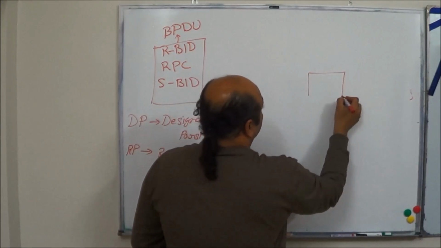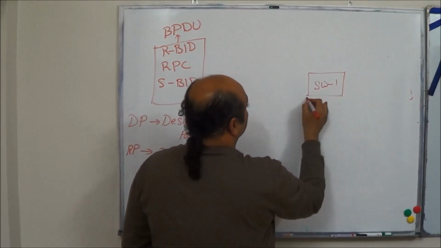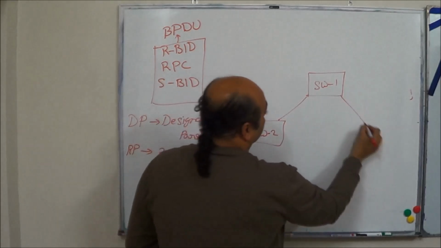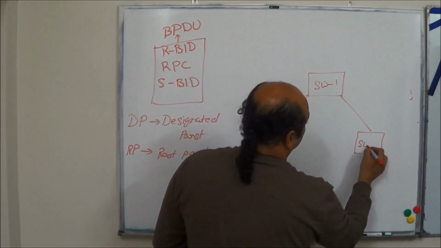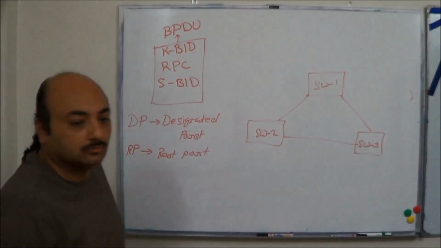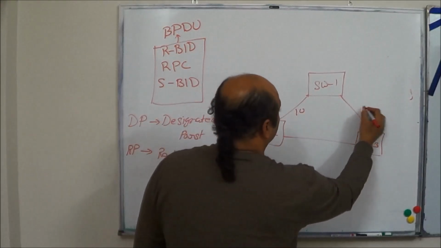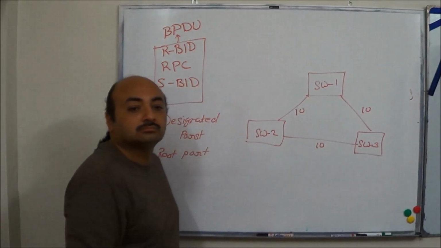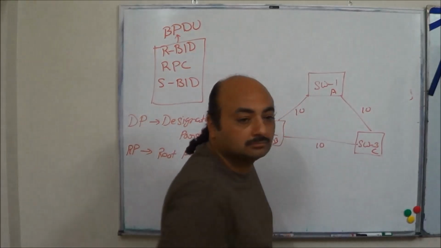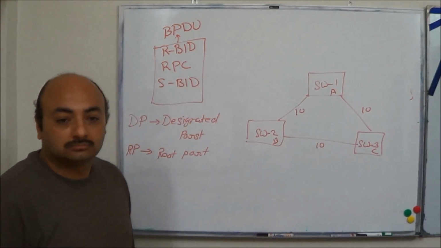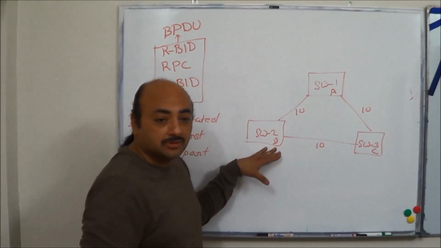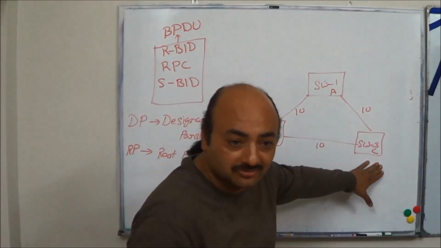Alright, let's come back to the real spanning tree. Switch 1, Switch 2, Switch 3. Let's make a loop. What is the cost here? 10. Here? 10. Here? 10. MAC address A, MAC address B, MAC address C. Bridge ID 32768 plus A, Bridge ID 32768 plus B, Bridge ID 32768 plus C.